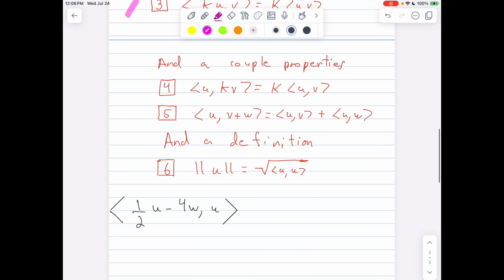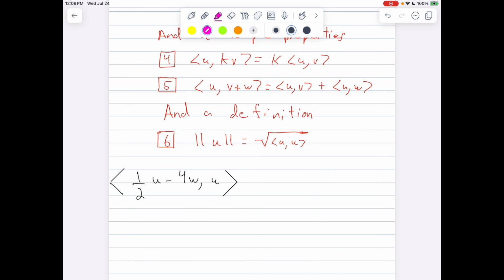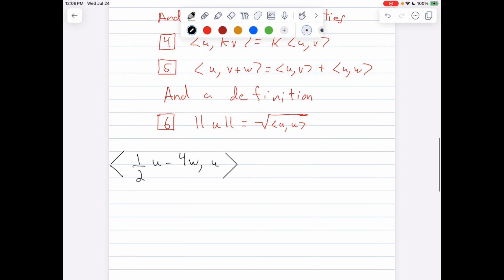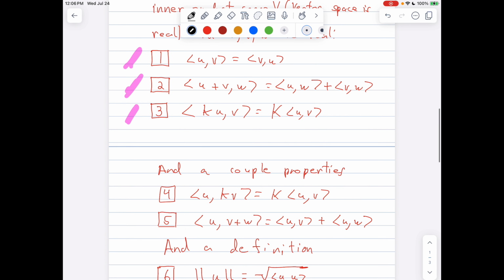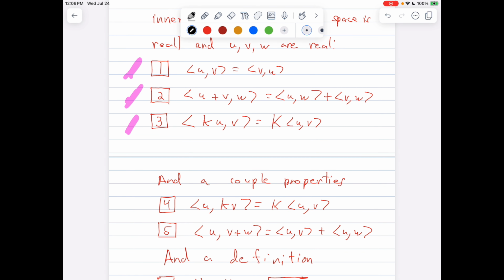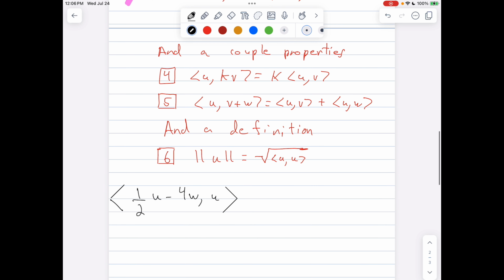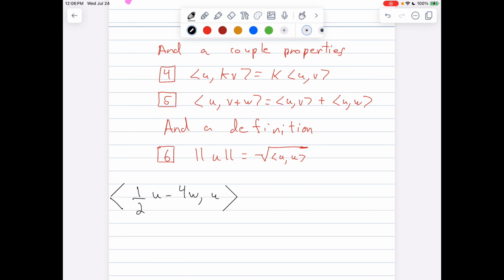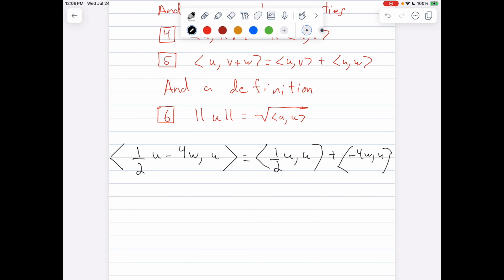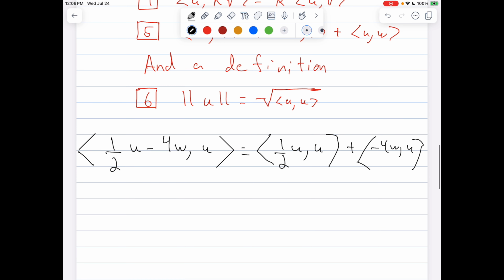All right, so let's go ahead and get started on part A to simplify this. The first property that I'm going to use is part of the definition number 2. The reason is that I have two vectors that we're subtracting, but a subtraction is really a sum with a negative. So I can break this down as the inner product of 1/2 u and u, plus the inner product of minus 4w with u. That is the first property we use in our first step.